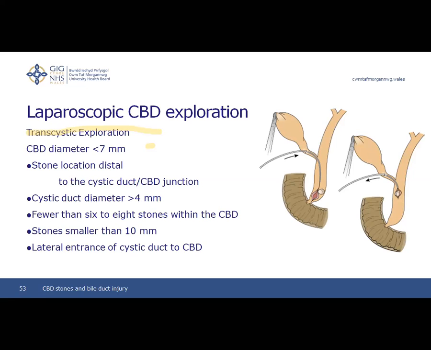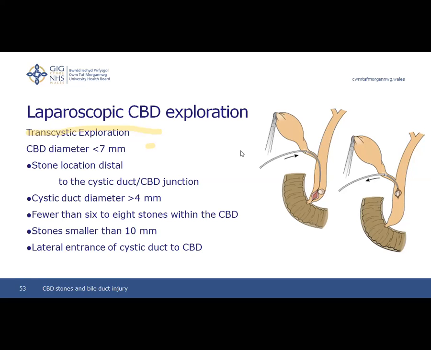The indication for the transcystic approach is that the common bile duct should be less than 7 mm, and there should not be more than 6 to 8 stones, and the stone should be less than 1 centimeter or 10 mm. And the cystic duct diameter should be greater than 4 mm, and that can be dilated to 6 mm with the Fogarty catheter. And the stone location should be either distal to the cystic duct, or in the junction between the cystic duct and the common bile duct. The stone should not be exactly opposite to the lateral entrance of the cystic duct.